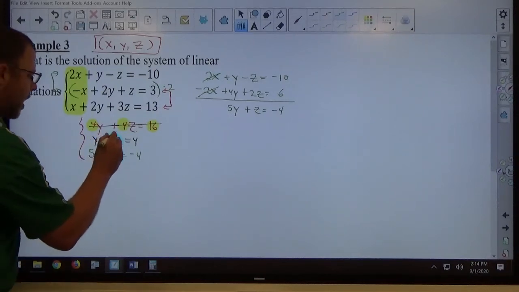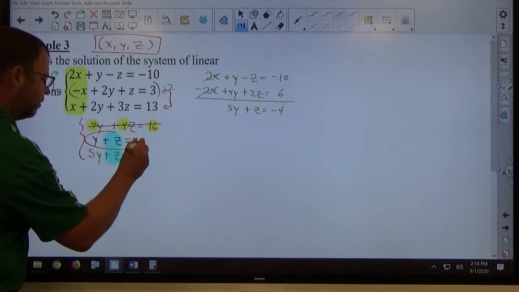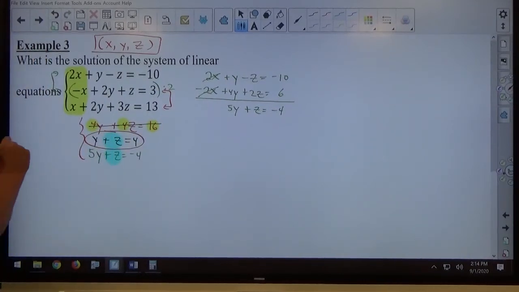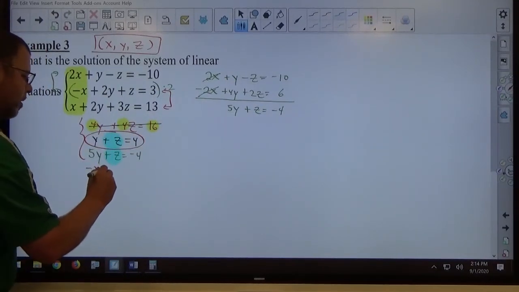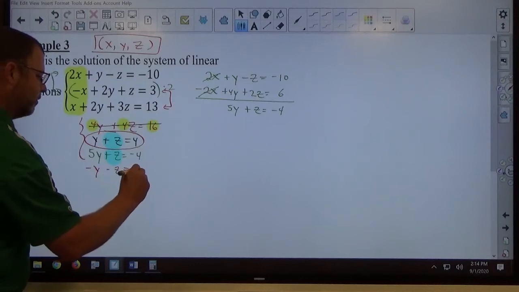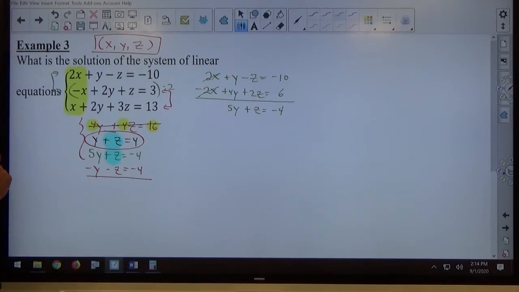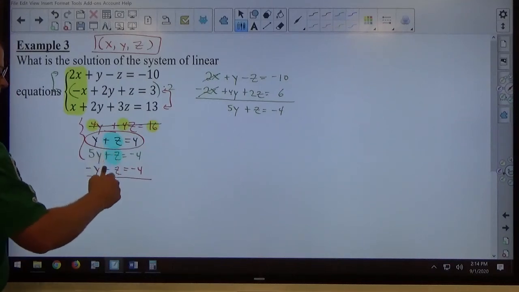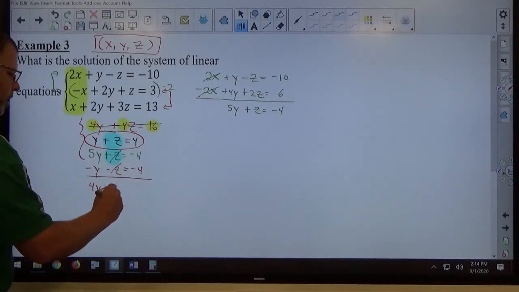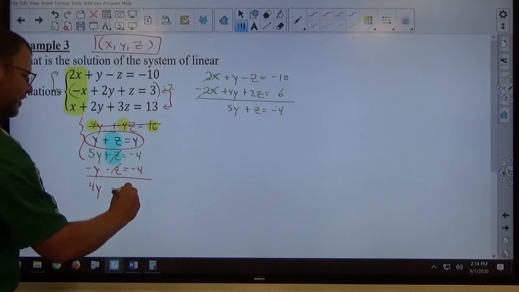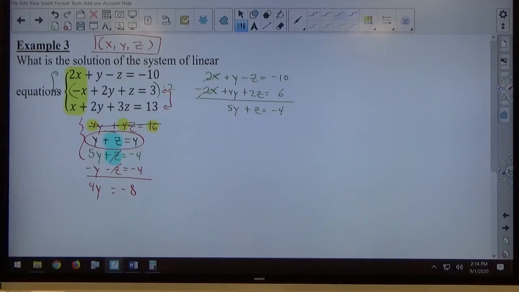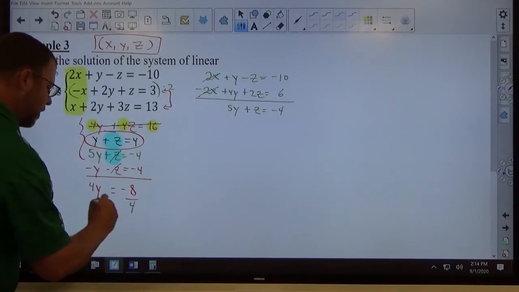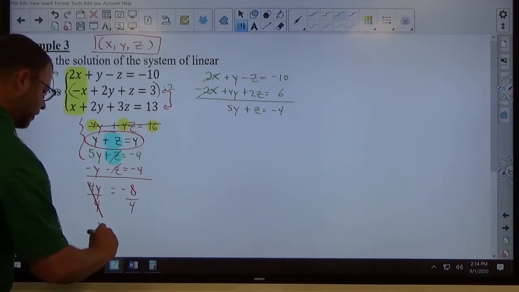Top. Okay, so I'm going to take these pieces, y plus z equals 4, and make it negative y minus z equals negative 4. Alright, so 5y minus y makes 4y. Z minus z cancels. Negative 4 plus negative 4 makes negative 8. And 4y equals negative 8, we divide both sides by 4. Y equals negative 2.